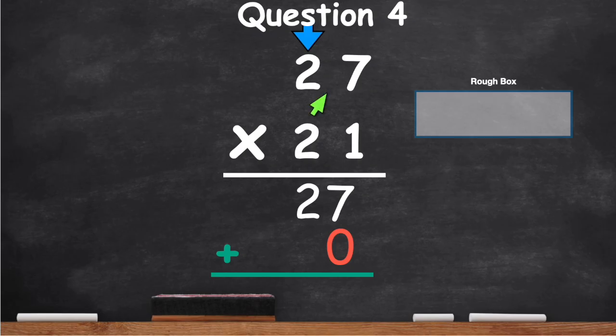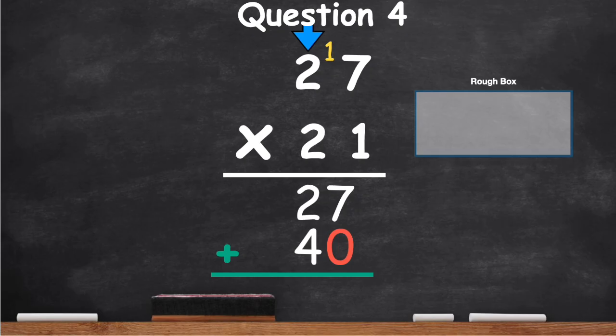So let's begin with 2 times 7. So in the rough box, we're going to write 2 times 7. 2 times 7 equals 14. So because this is a 2-digit answer and we still have more multiplying to go, we're going to carry the 1 and we're going to put the 4 down in the answer section of the tens column.